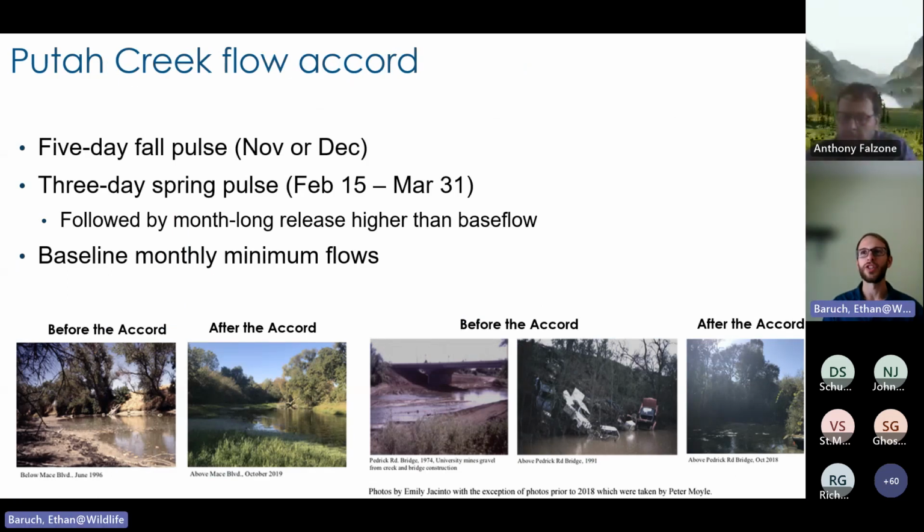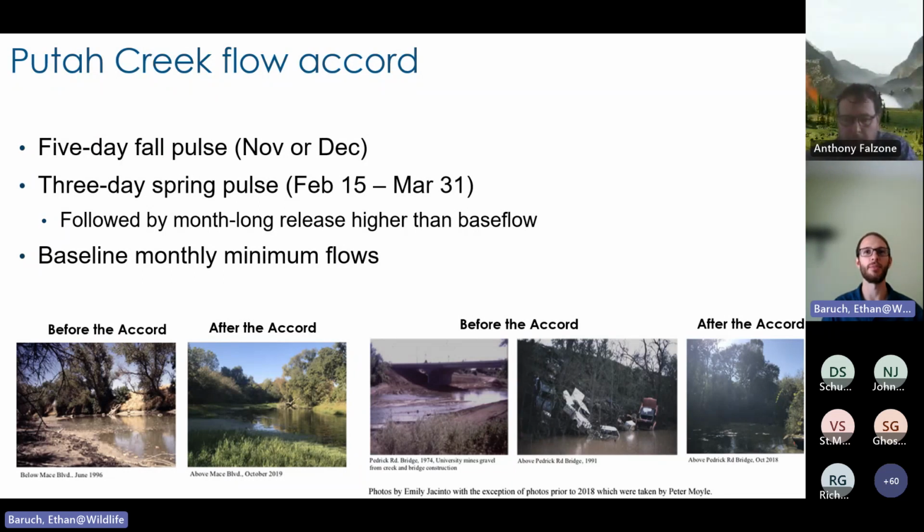So other than having a large dam, the thing that makes Poudre Creek a very interesting case study, of course, is the Poudre Creek flow accord. Some of you have probably heard of this before. And there's a really long history of stream flow management for multiple uses in Poudre Creek.